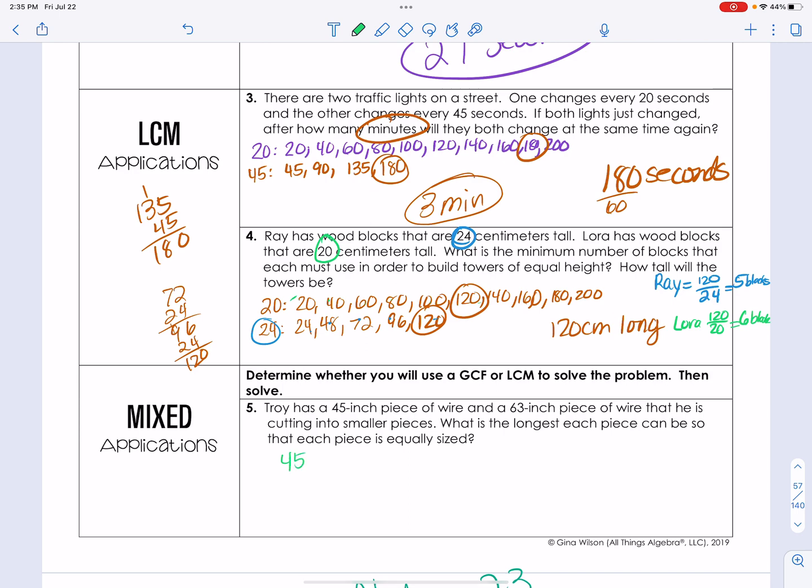So if I did 45, I'm cutting it into pieces, so that would be 5 times 9, 3 times 3. So that's 3 times 3 times 5. Sorry, I have 9 written there. Okay, and then I'm going to do 63 is 9 times 7. So 63 is 3 times 3 times 7. So they share these 3s, so they can cut it 9 inches. Okay.